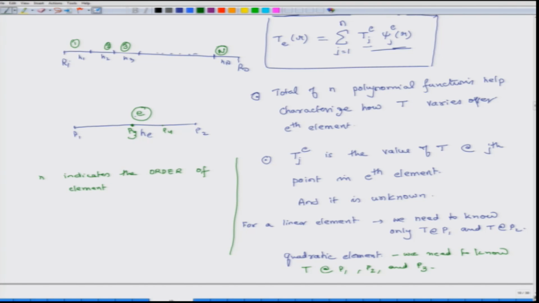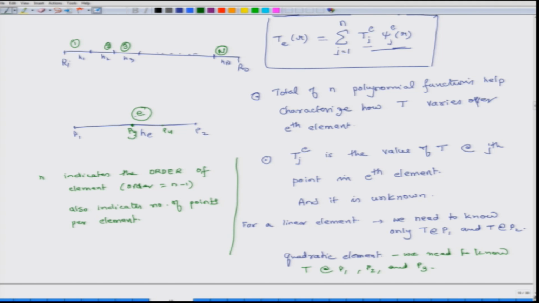Agreed? If it is a quadratic element, then n indicates the order of elements, and it also indicates the number of points per element. So, if it is a linear element, then n will be 2, so n is not exactly the order. So order will be n minus 1, order is equal to n minus 1, right.